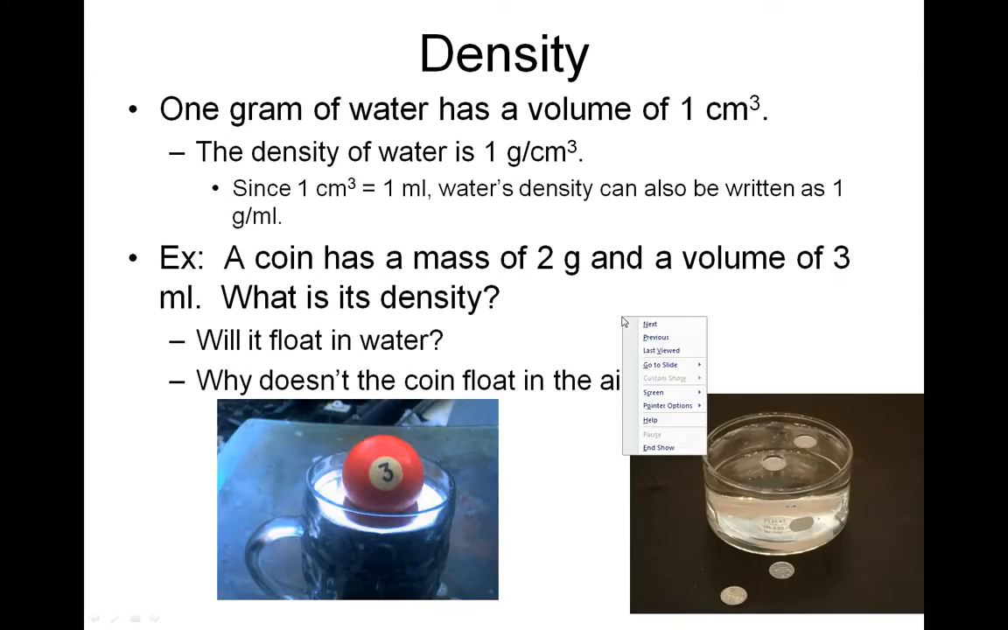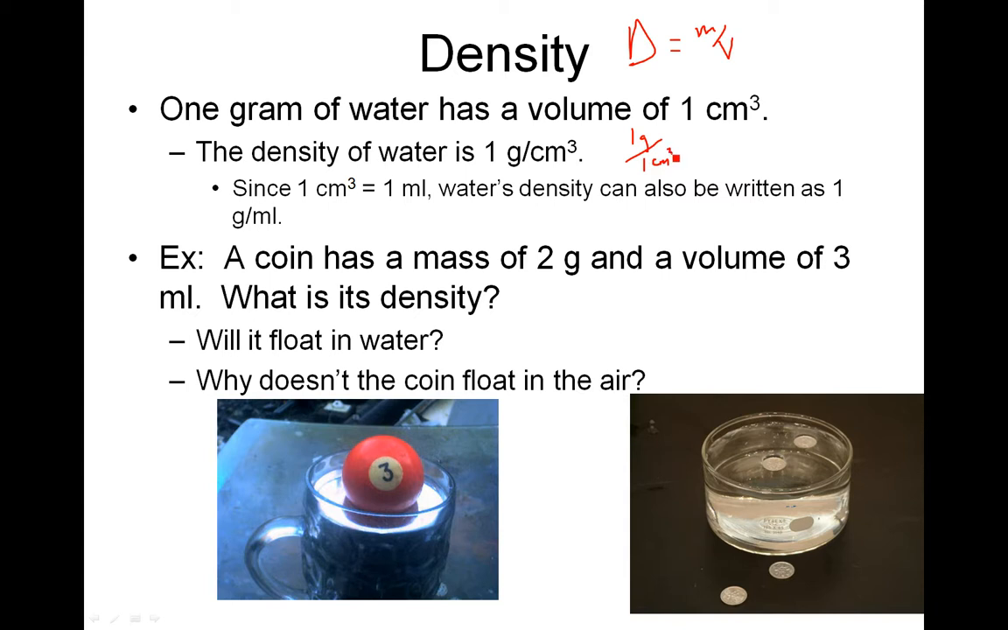Okay, 1 gram of water has a volume of 1 centimeter cubed. So the density of water is 1 gram per centimeter cubed. Again, if you don't know how to do that, density equals mass over volume. So we had 1 gram divided by 1 centimeter cubed, and we get 1 gram per centimeter cubed. So the density of water is 1 gram per centimeter cubed. Make sure you remember this.